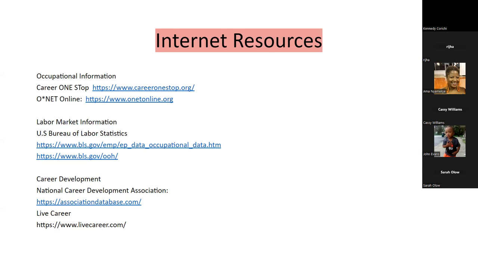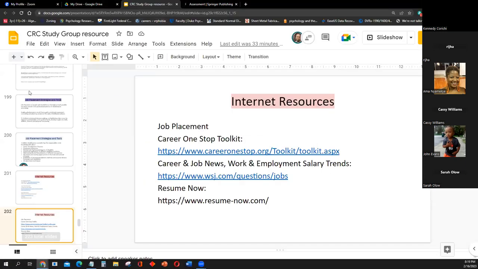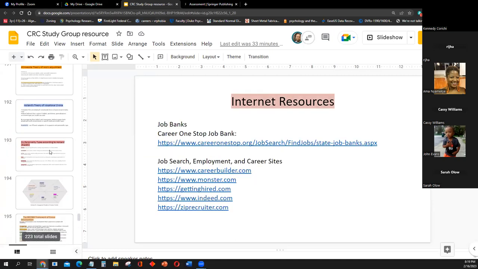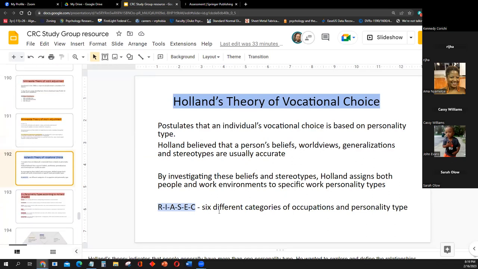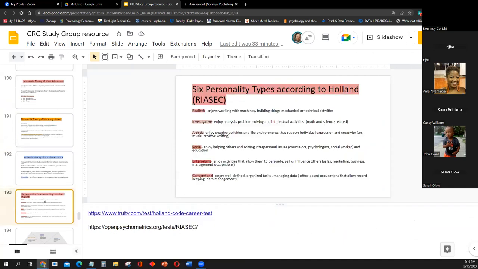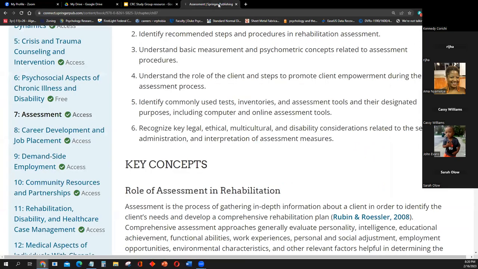I also had this free test. Can we go back to where it shows all the slides? I think when I was talking about the Holland theory, yeah, on the bottom, the notes, I can't see the notes. Yeah, the next one. Yeah, so truity.com was where I wanted to have you guys take a test and see what your result is.